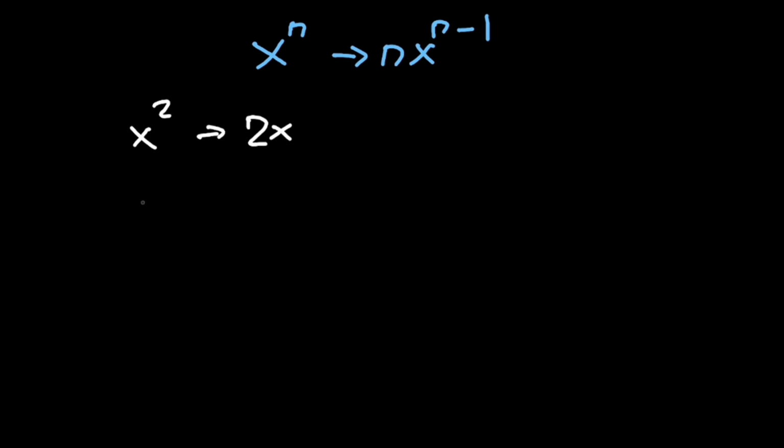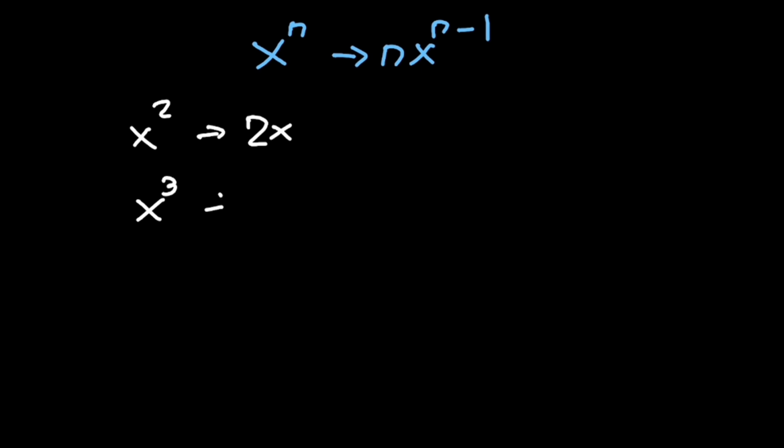In this video, we're going to be talking about the power rule for derivatives. This will be the general formula: the derivative of x raised to the power of n is n multiplied by x raised to the power of n minus 1. Let's see some examples. The derivative of x squared will be 2x.